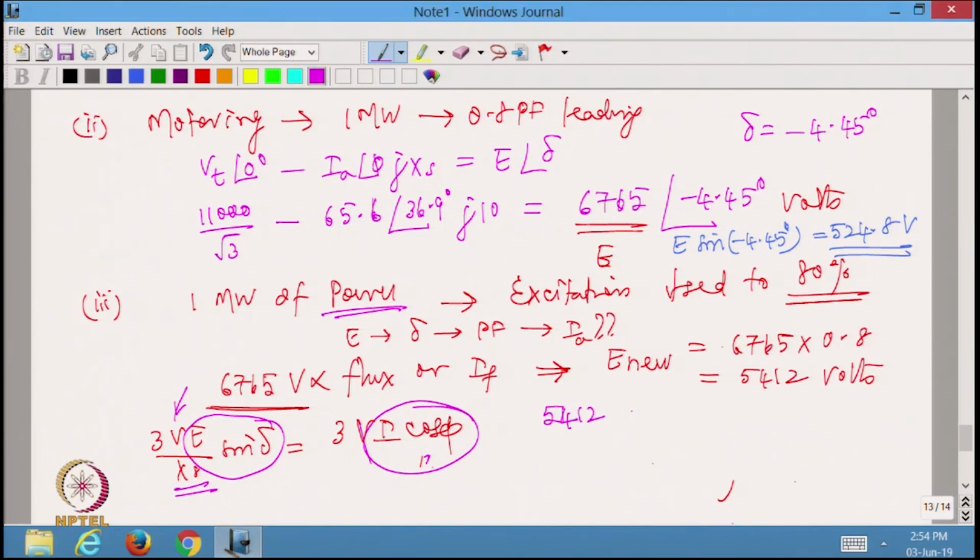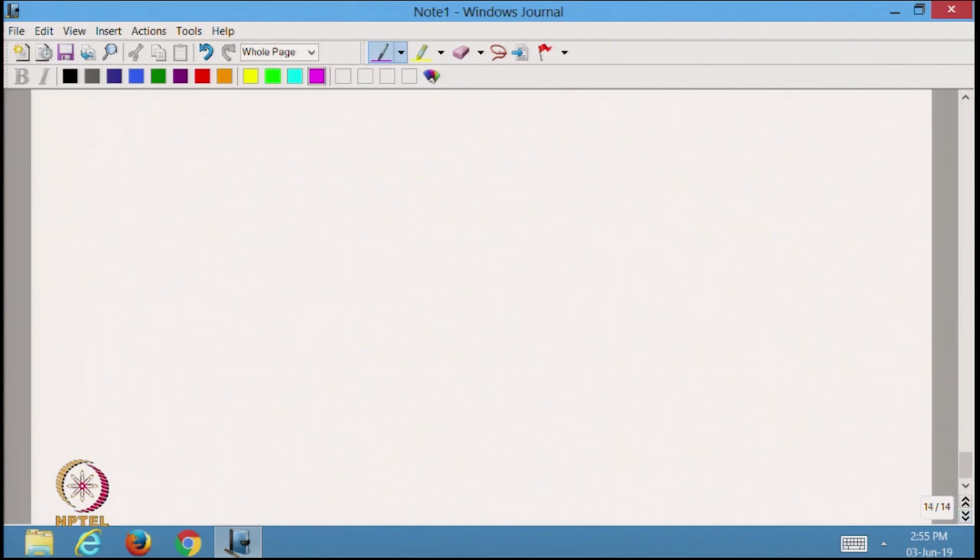So, I should say in this case also 5412 multiplied by sin delta new magnitude is going to be equal to 524.8 volts, because E sin delta has to remain as a constant. So, delta new happens to be now minus 5.56 degrees. From here you should be able to solve for this.